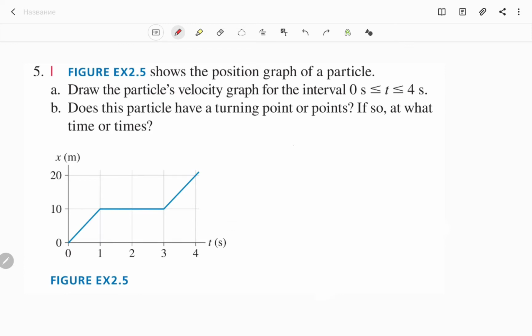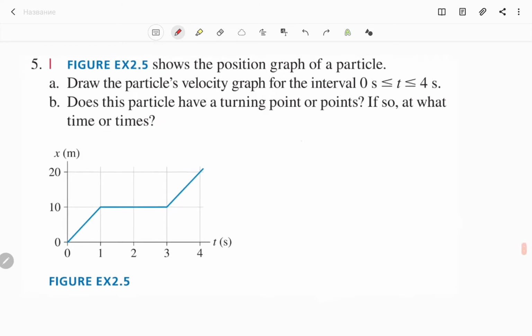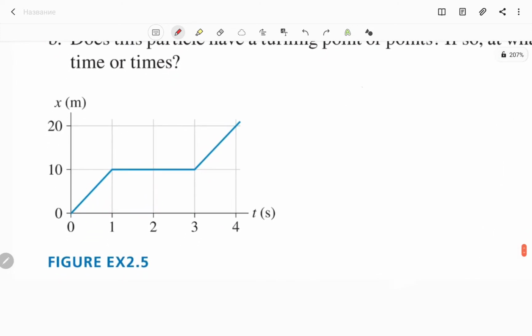In this question, we have a position time graph given, so we need to draw the particle's velocity versus time graph. First of all, we should study this graph. We have 3 different parts, basically 3 different motions. We can say this interval between 0 and 1 second, then between 1 and 3 seconds we have a different motion, and we can consider a third part between 3 and 4 seconds.